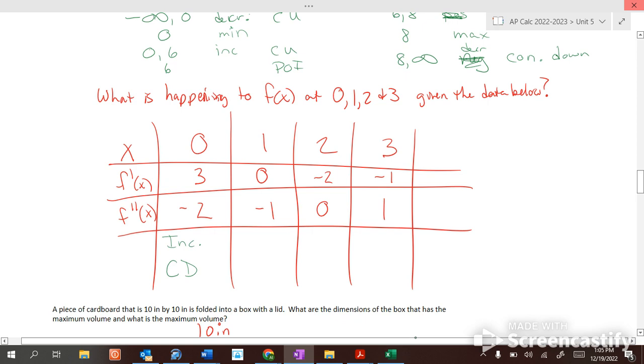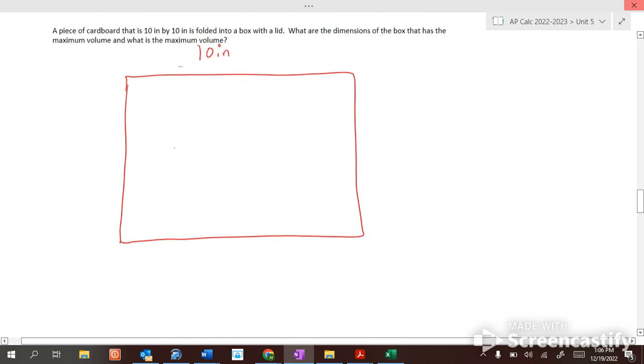What's happening at 1? What's my slope? 0. So it's probably a max and it's concave down. Slope is negative 2, so it's decreasing for the slope and it's a point of inflection. And at 3, it's decreasing slope and concave up. Okay, so you'll need to evaluate what's going on and see from there.